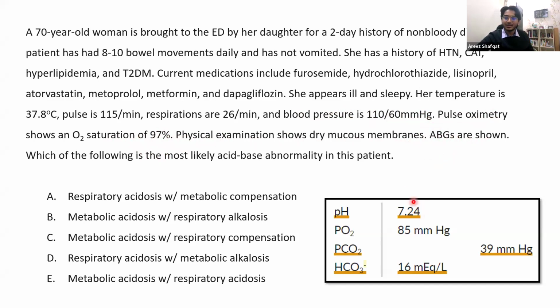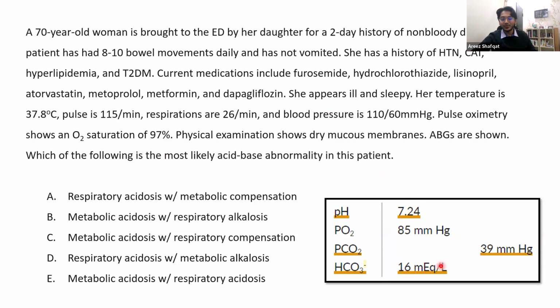ABGs are shown. So her pH is low. PCO2 is borderline low, borderline normal, pretty much. Bicarbonate is low. So bicarbonate is low and pH is low. That is more in line with a metabolic acidosis. Then, if it's a metabolic acidosis, you calculate respiratory compensation using Winter's formula.